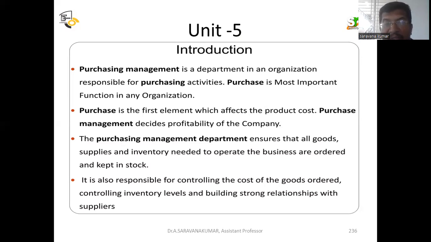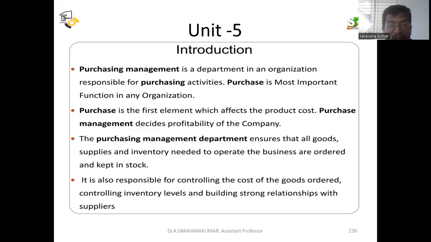So purchasing management is a department in an organization responsible only for purchasing activities: purchasing raw material, purchasing anything, right? Purchase is the most important function in every organization. Purchase is the first element which affects the product cost. Purchase management decides the profitability of the company because we are going to purchase the raw materials, and with the help of raw materials only we are going to manufacture any product. So raw materials cost is very, very important.